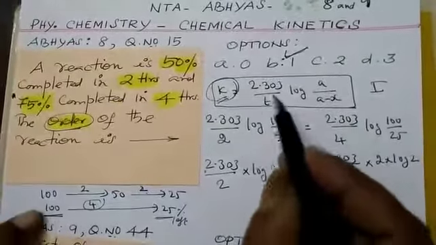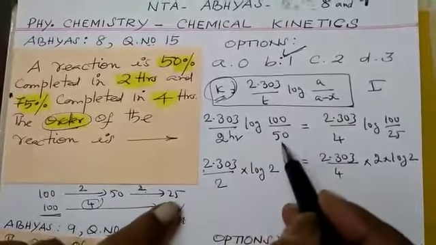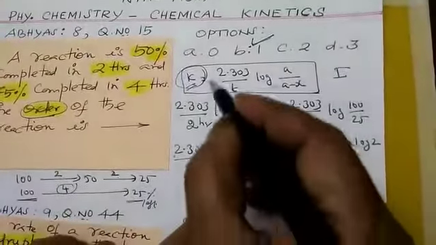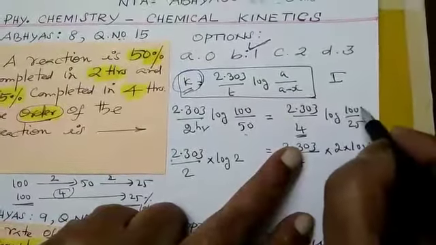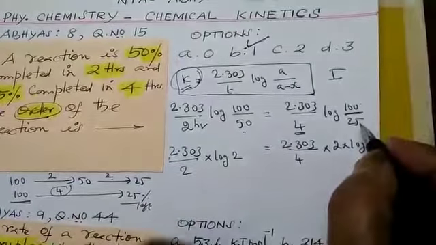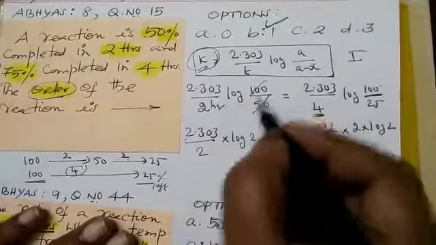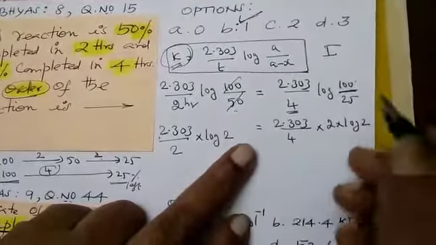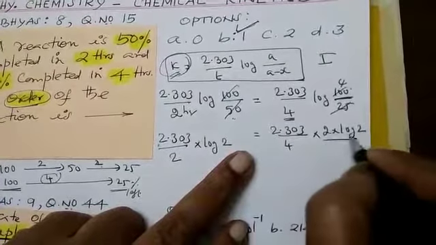For the first case, K equals 2.303 divided by 2 hours, log of 100 by 50, because it is 50%: initial 100, left 50. That should equal 2.303 divided by 4 hours, log of initial 100 by what is left. With 75% over, the remaining is 25. Now we have to simplify both. Here we get 2.303 by 2 log 2. On the other side, log 4 you can separate and write as 2 into log 2.